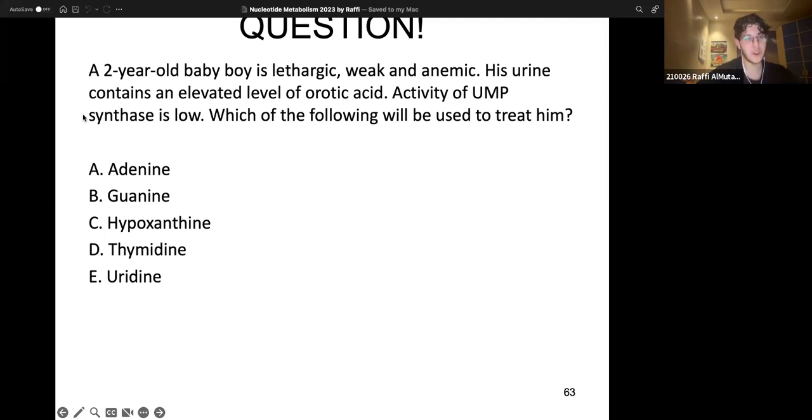It causes less excretion of orotic acid. Very good. And it also corrects the anemia. So very good. Thank you, Selma. Now, they could flip this question on you, for example. They may not mention that he has elevated level of orotic acid. They may mention either that he has high orotic acid, or that UMP synthase is low. They don't need to mention them together, because if one is true, the other is true. Either way, if this question didn't have activity UMP synthase is low, the answer would still be uridine. If they didn't say elevated level of orotic acid, you still say uridine.